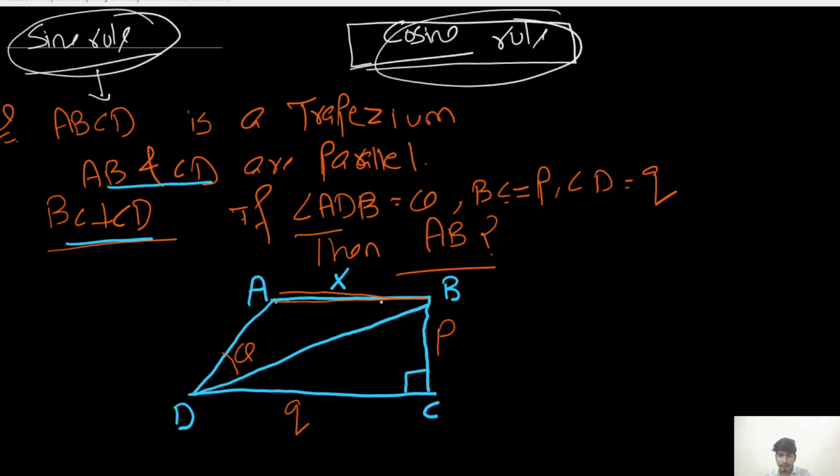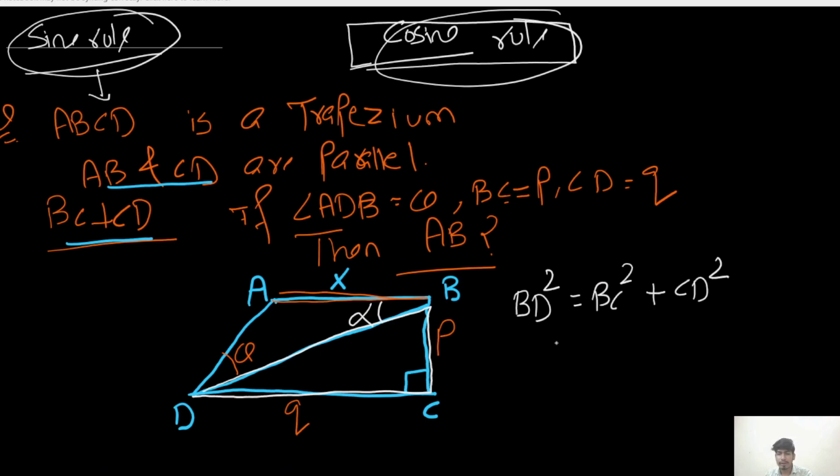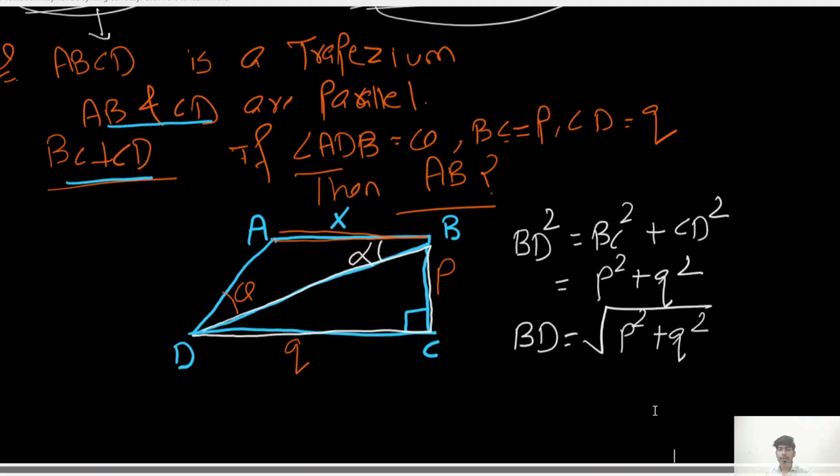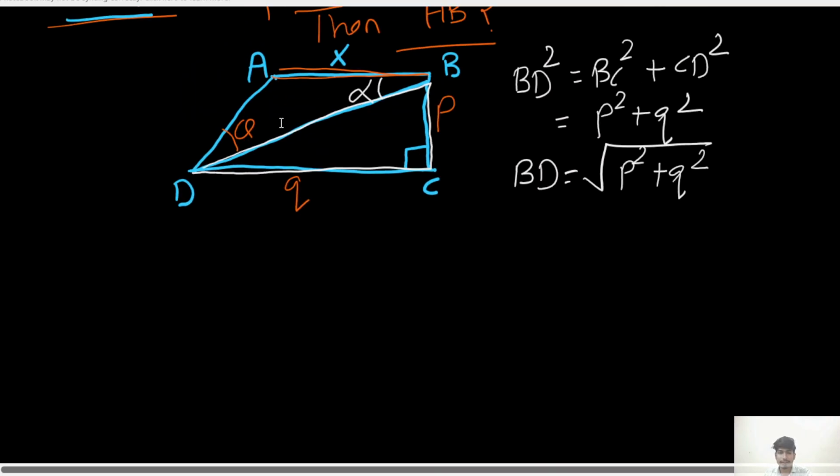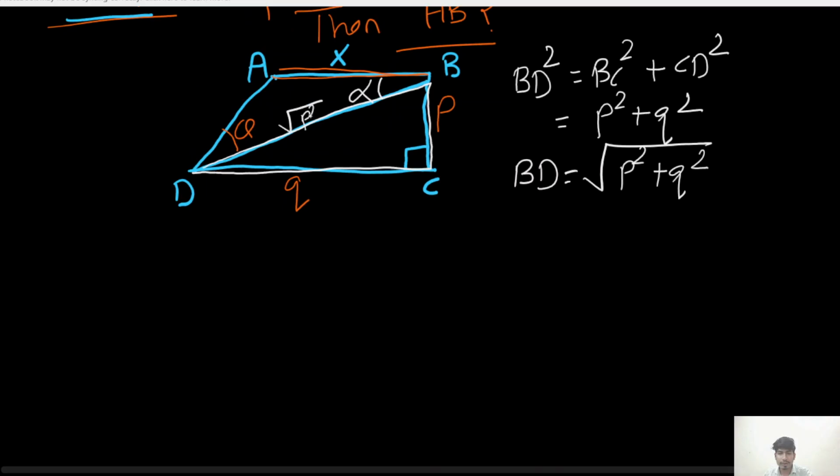See students, let this angle be alpha. By the Pythagoras theorem, this is our right angle triangle BCD. Then what is the value of BD? We know BD square is equal to BC square plus CD square, which is P square plus Q square. So BD is under the root of P square plus Q square.